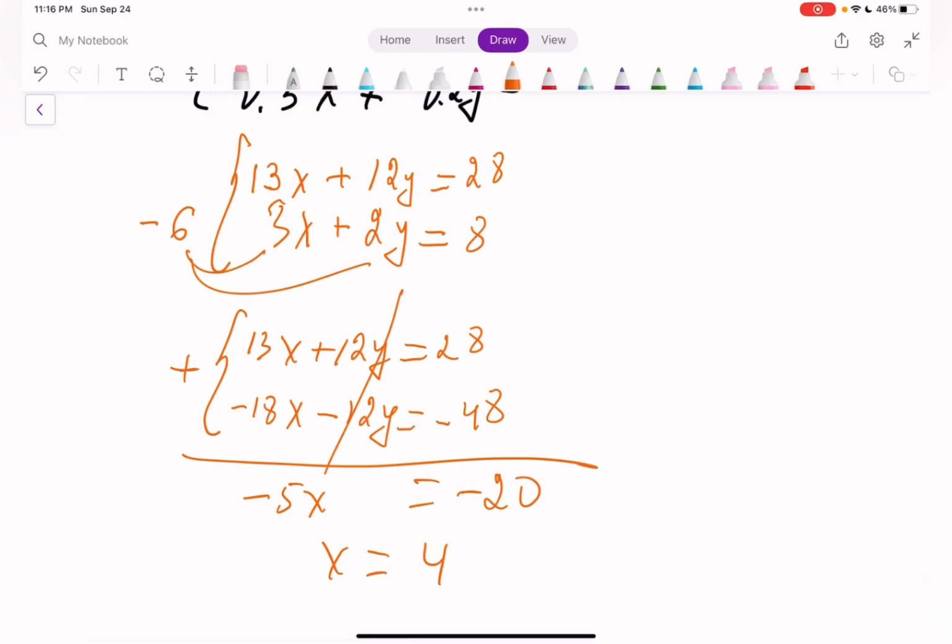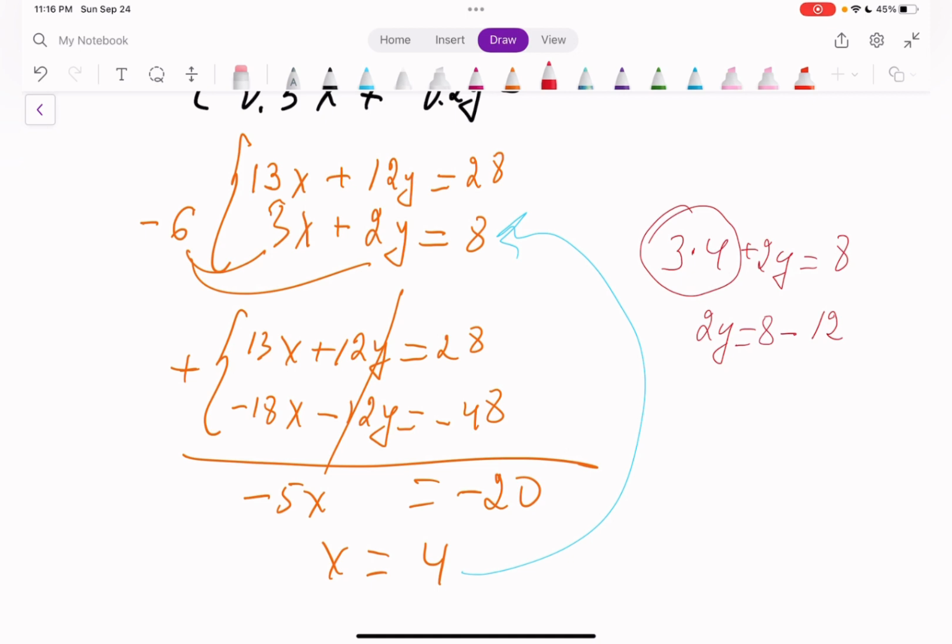I want to plug this 4 right here. I think it's easier. Okay, let's do it. 3 times my x, which is 4, plus 2y equals 8. 2y is equal to 8 minus 12, because this is 12, 3 times 4. And 2y is equal to negative 4, y is equal to negative 2. So my answer is 4 comma negative 2.